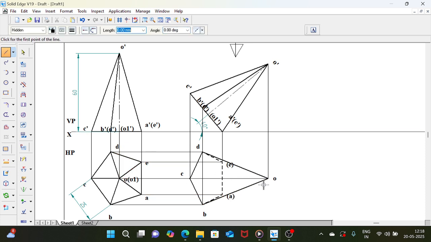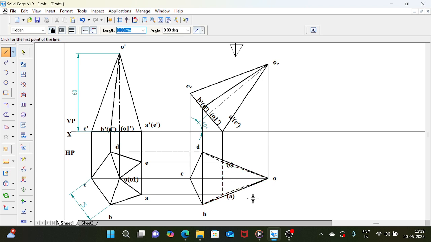Here you see O to A. Since A and E are hidden corners, when you see from the top, A is not visible. That's why we put it in bracket. And moreover, A is below the axis line. Below the axis line is facing the plane. Above the axis line is facing the observer. As AO and EO are below the axis facing the plane, they are not visible. So mark AO and EO with hidden line.